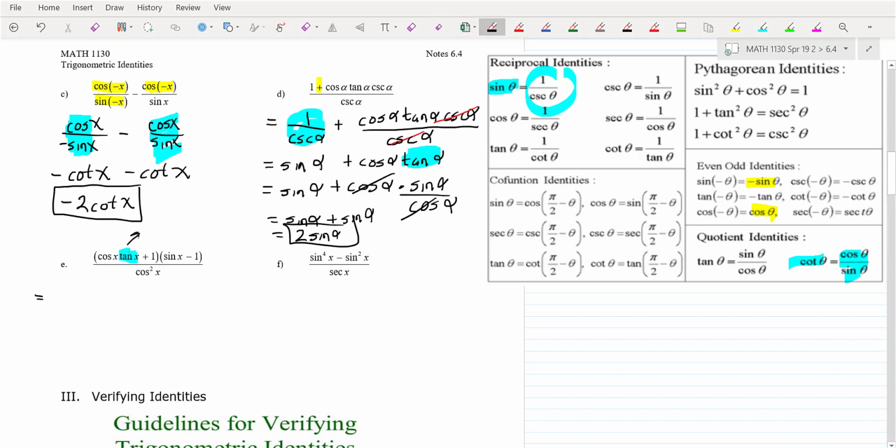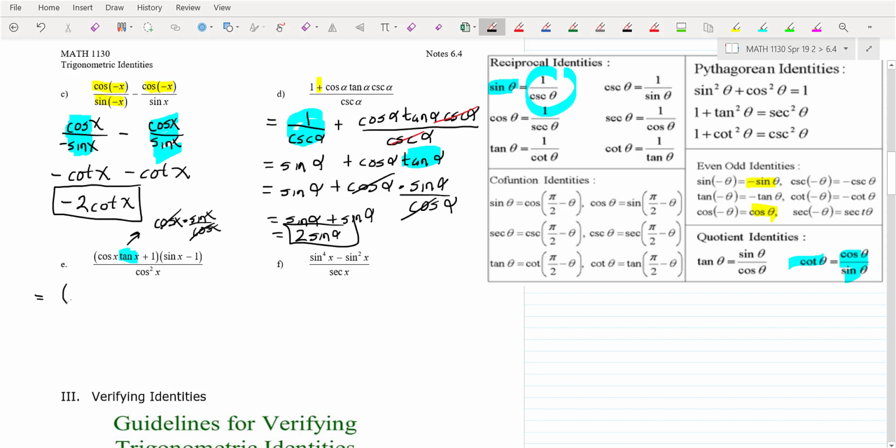You can kind of do stuff like this in your head. If you had cosine x times sine x over cosine x, well, then you would just end up with sine x, right? Okay, and it's probably best to start this problem this way. If we didn't do it that way, we'd do it later anyway.